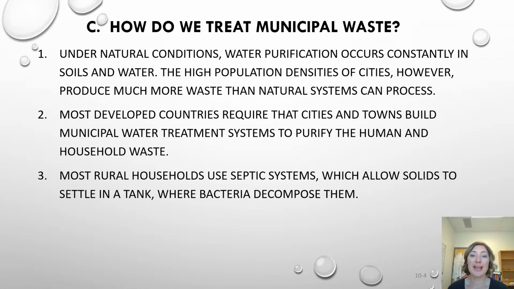However, when you get a high population density, say such as in a city, you're going to produce a lot more waste than your natural systems can process. So this becomes less of an option that can be used. Most developed countries require that cities and towns build municipal water treatment systems to purify human and household waste. As we've already talked about, human and animal waste usually create the most serious health-related water pollution problems.